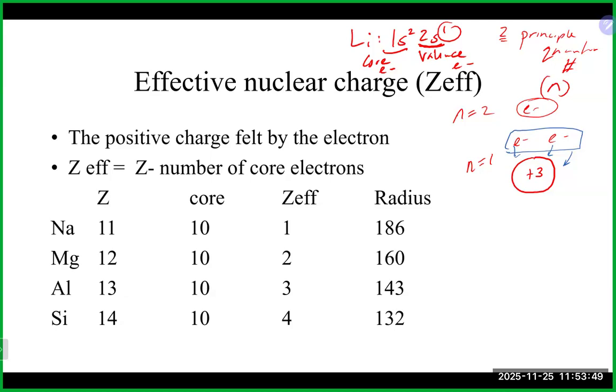Now, when we look at the outer electron or valence electron out here, he is experiencing what is sometimes referred to as shielding.